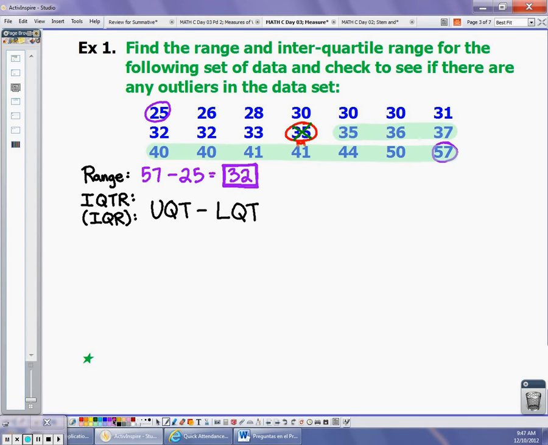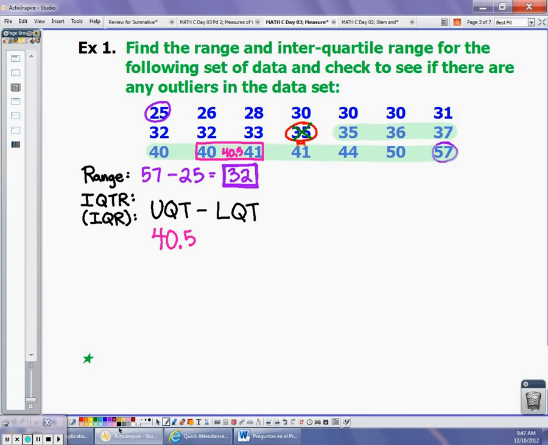The upper quartile in this particular case happens to be between 40 and 41. Since it's between 40 and 41, the upper quartile is going to be right in between those, which is 40.5. So that upper quartile is 40.5.